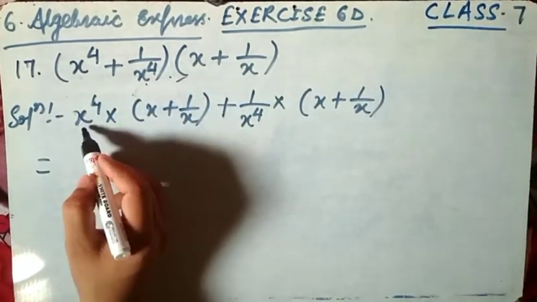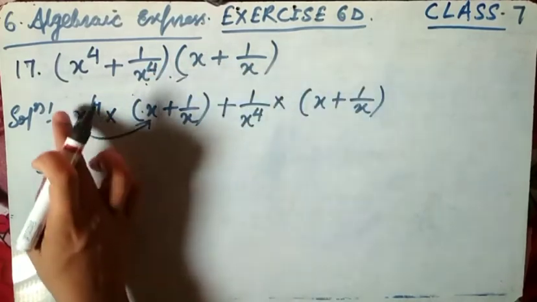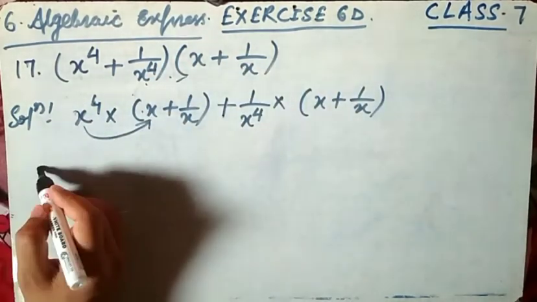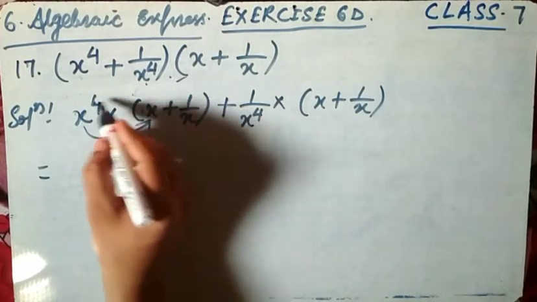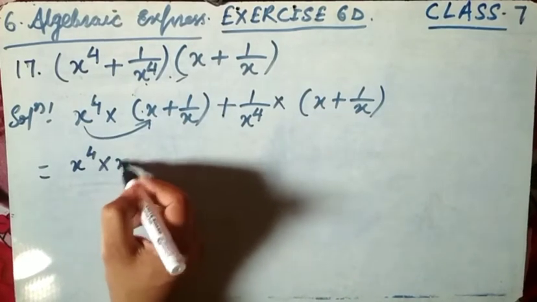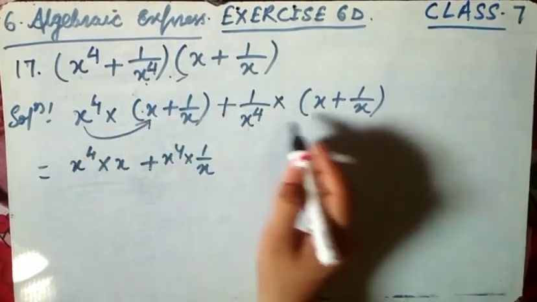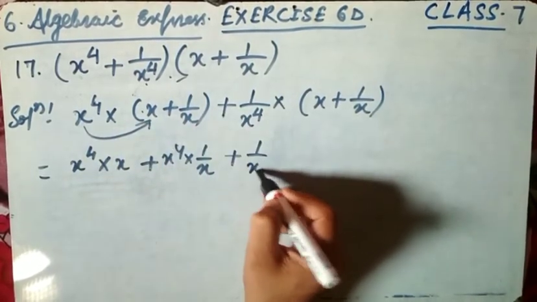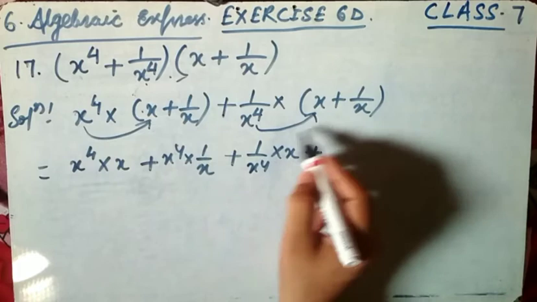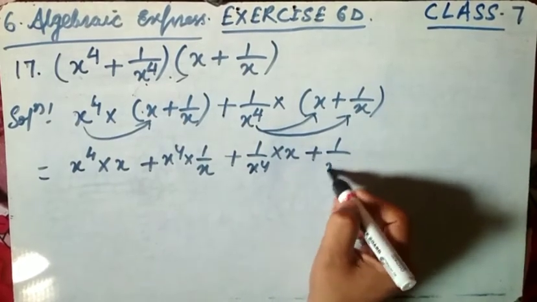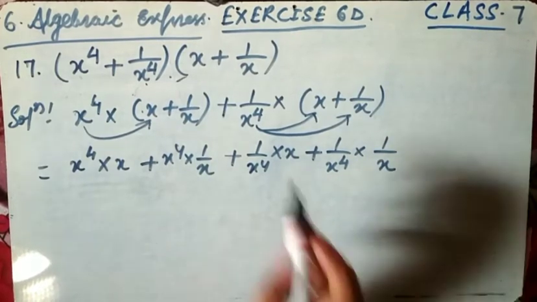Now see, this is multiplied individually term by term. Here it is plus into plus, there is no minus sign, so we always write the plus sign. x raised to power 4 multiplied by x. Then plus x raised to power 4 multiplied by 1 by x. Next, plus 1 by x raised to power 4 multiplied by x, and once again plus 1 by x raised to power 4 multiplied by 1 by x.